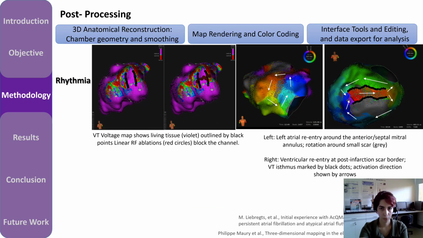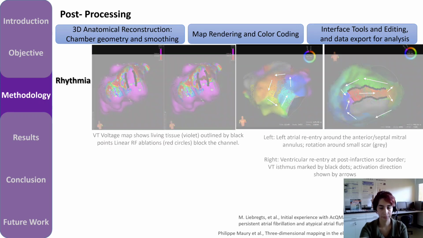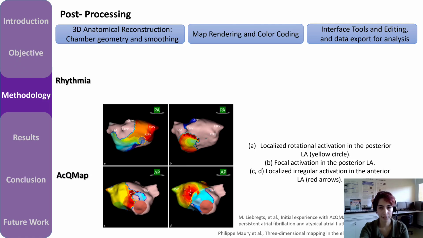Rhythmia as well. So we can see the different types of mapping in this system as well. On the left side, we can see the voltage mapping. On the right side, we can see the local activation time mapping, but it uses circular color coding because it shows the re-entry. So this system prefers to use circular color coding for showing re-entries. And here, this figure from ACQ map shows us the rotational activation, focal re-entries, and we are able to analyze and exactly see the region of abnormal electrical activity.